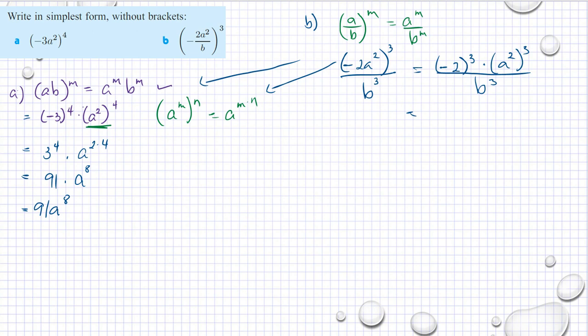Then we have negative 2 raised to 3 is negative 8, multiplied by, with this law now, a raised to 2 times 3, divided by b raised to 3. Then we have negative 8a raised to 6 divided by b raised to 3.